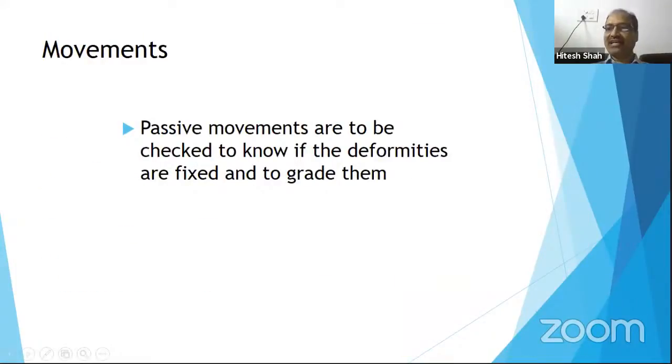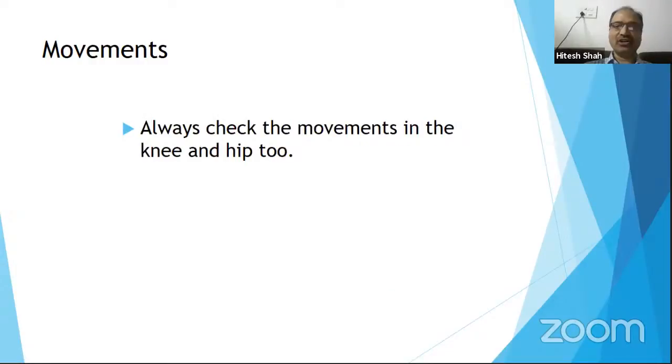What needs to be checked in movement? We need to check the movement, whether the passive movements of the ankle, subtalar, and mid-tarsal joints are fixed or not. And always check the hip and knee range of motion. I will ask the postgraduates, any other examination they would like to do?